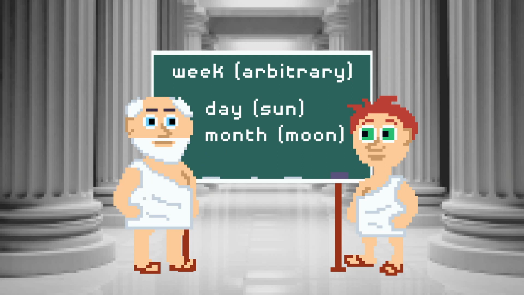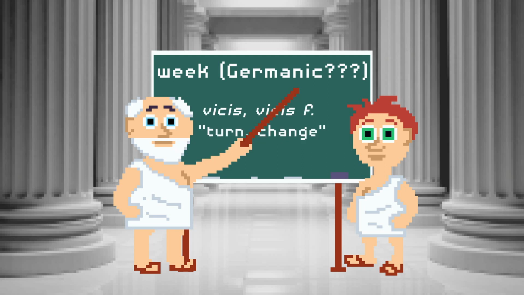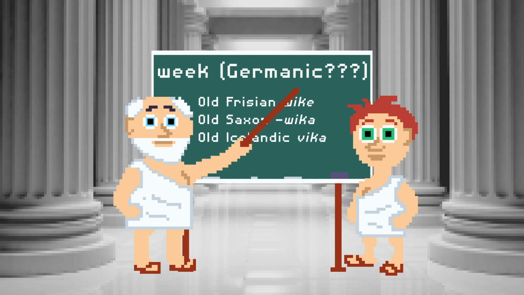Anyway, the word week is probably Germanic in origin, although some have suggested it's connected with the Latin word vicus, which means a turn or a change. This is the same word as the vice in vice versa, incidentally. The word week also seems to have the same meaning in its various Old Germanic forms, although it's hard to say exactly when a week referred specifically to a period of 7 days in Germanic languages.